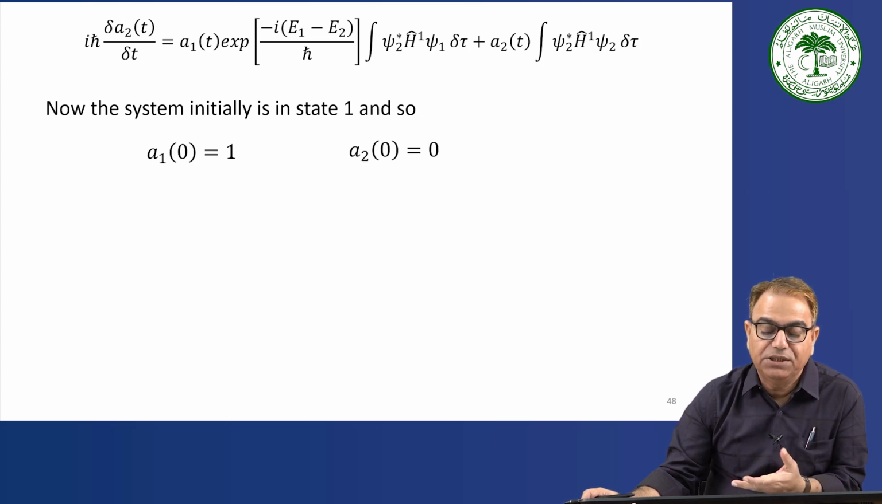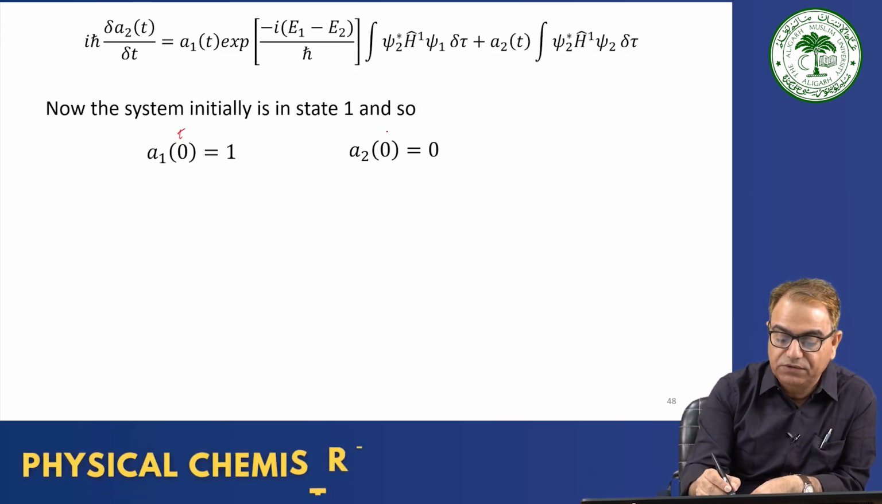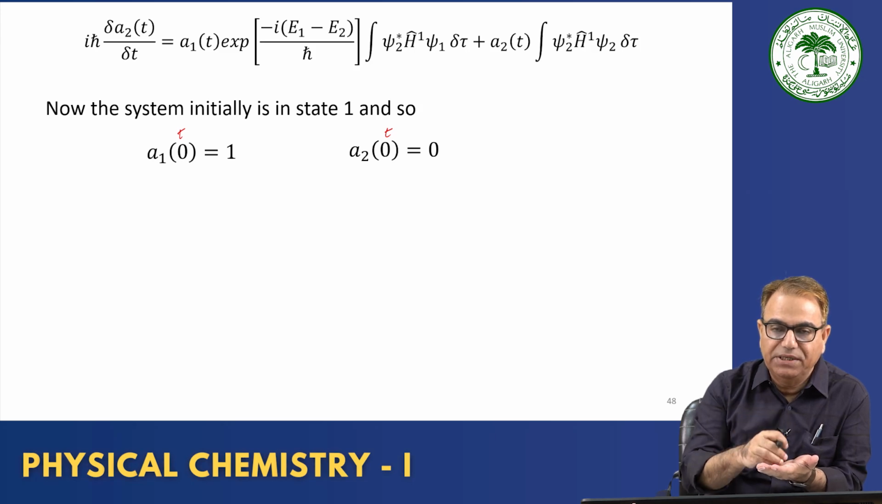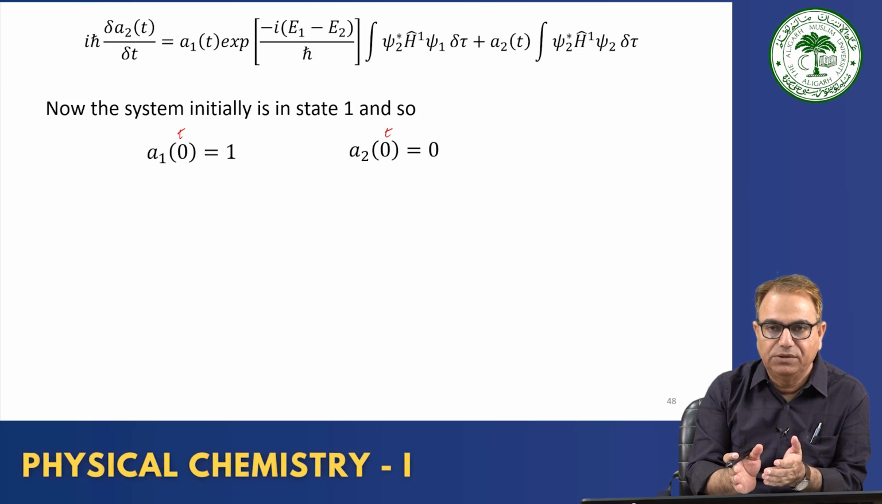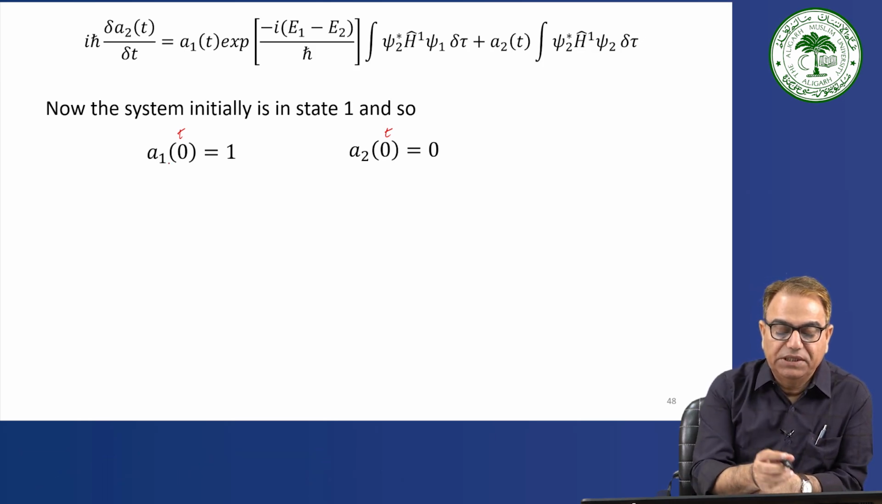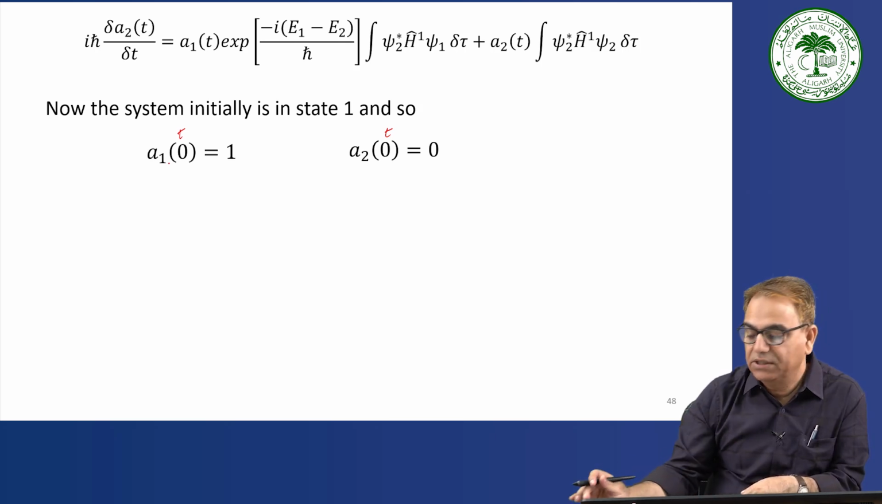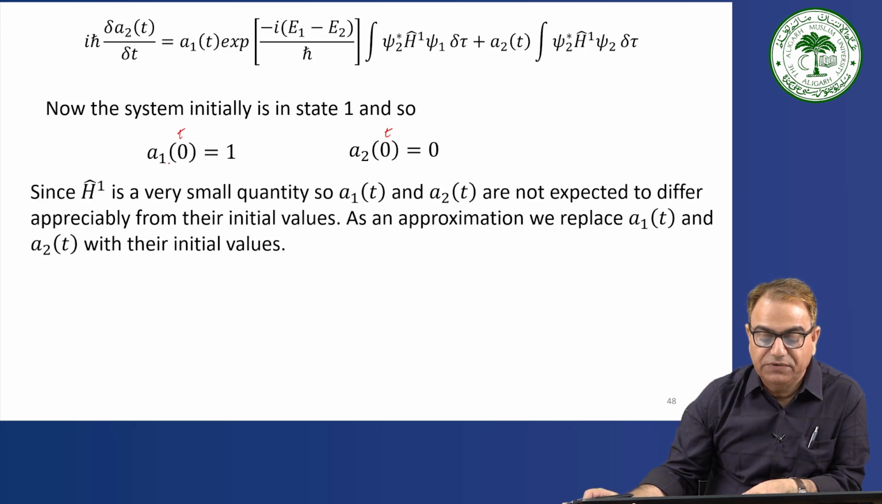So psi 2 naught we consider as 0 at time t is equal to 0, because this 0 is for time. Initially the system is in the psi 1 state and radiation falls on the system, and the moment radiation falls on the system, perturbation begins, and that is time t is equal to 0. So at time t is equal to 0, the coefficient a1 is 1 and coefficient a2 is 0.